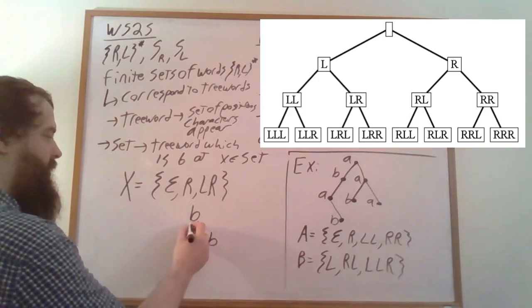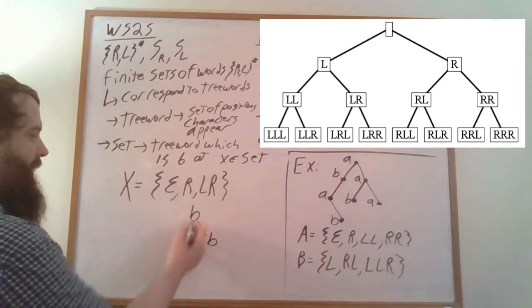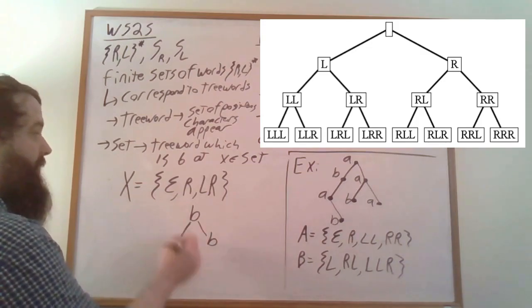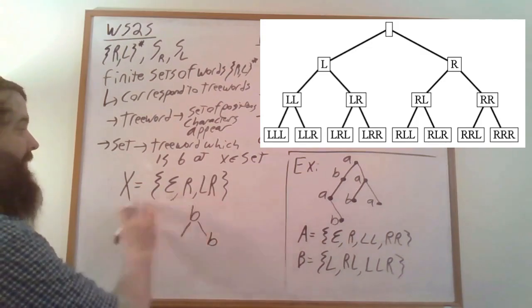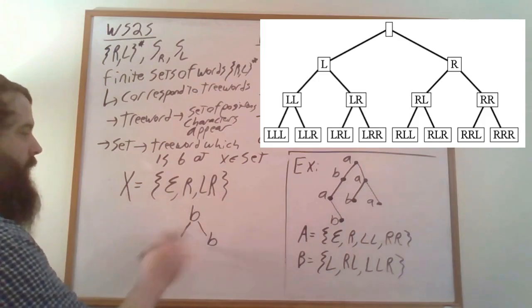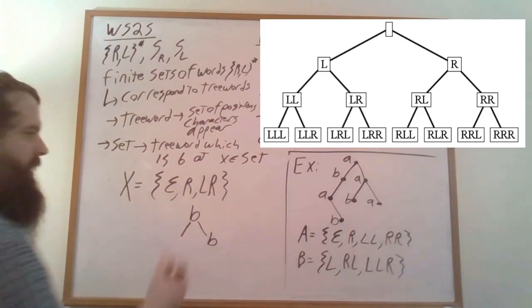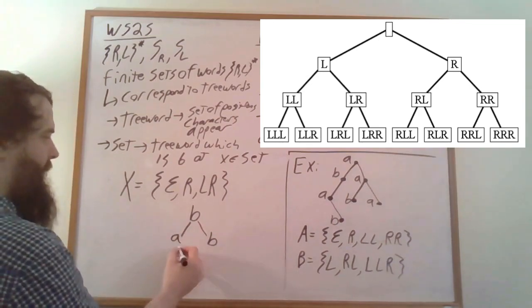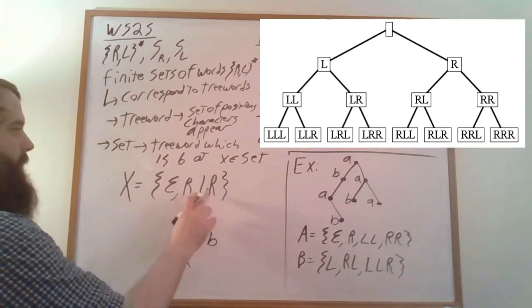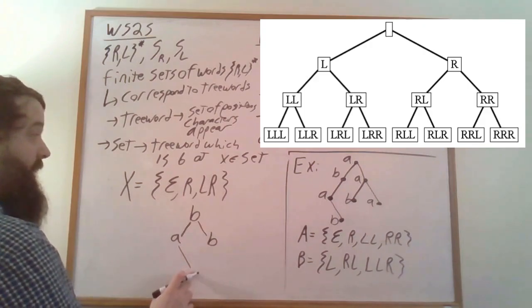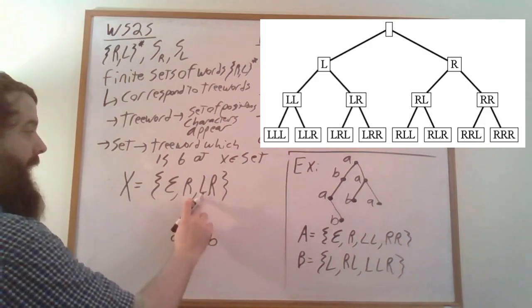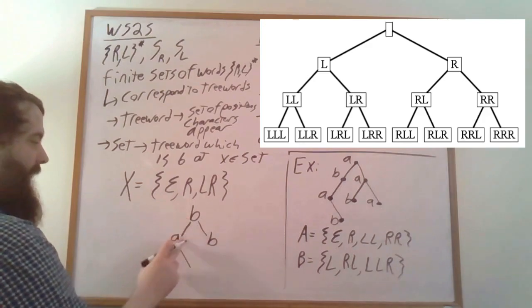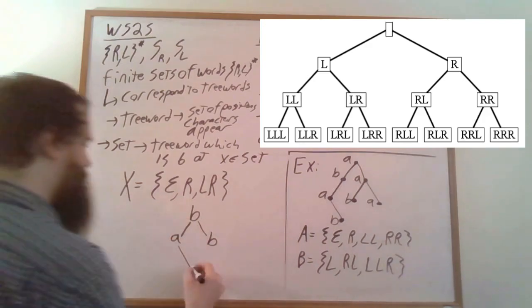And in order to do that, we're going to have to add in a left child to the root. The word L is not in our set, and so we're not going to want to put a B here. And so I guess we'll just put an A there. And then we are going to want to put a B at this position here, which corresponds to the word LR, right? Going to the left and then going to the right.